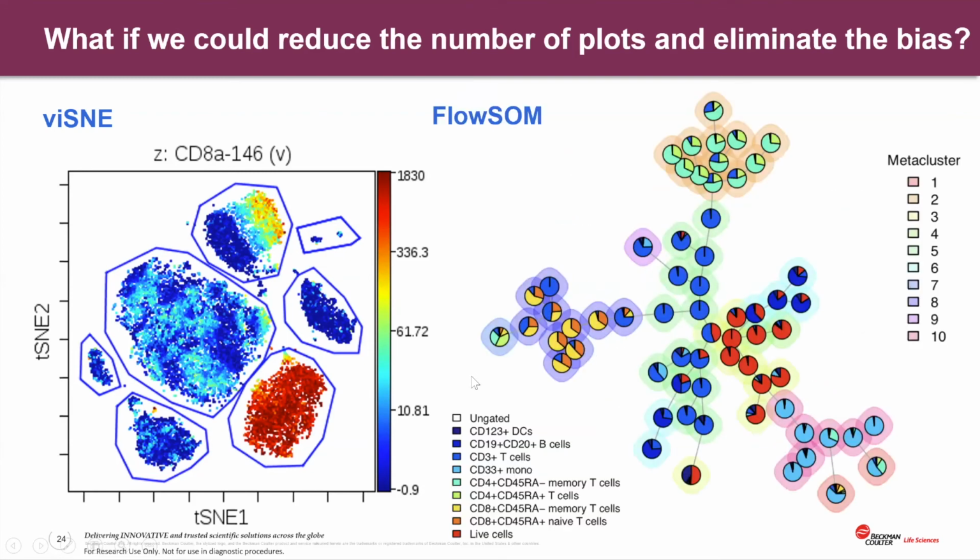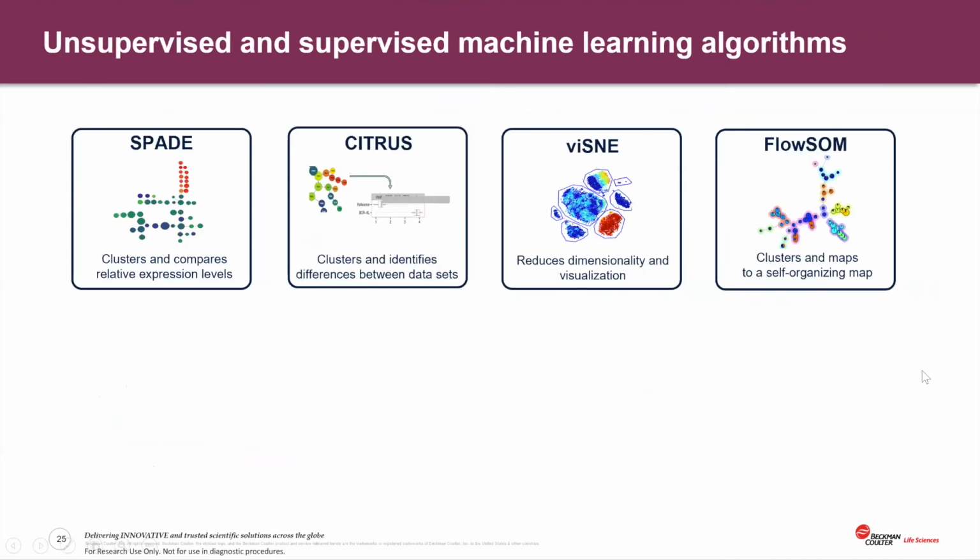In addition to that, you can do further analysis and reduction of the complexity of the data by looking at clustering, and then specifically looking at how the different clusters differentiate based on the expression of different antigens. So collectively, you can utilize these unsupervised and supervised machine learning algorithms, such as the ones I identified here, viSNE, FlowSOM, Citrus, and SPADE, to either reduce dimensionality first, cluster and organize your data, or look at the expression levels within those specific clusters.